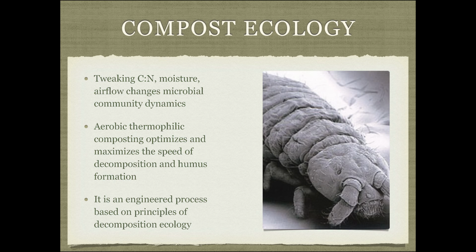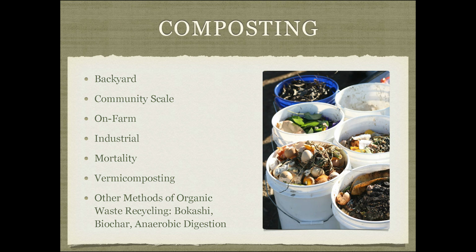So I mentioned that hot composting is an engineered process of decomposition that maximizes the speed of decomposition. There are lots of different scales of composting. I want to mention mortality composting, which is a way to deal with sick or dead animals on a farm. You can basically bury them in a giant static compost pile. And you don't turn it. It has anaerobic pockets that form, but then it finishes in a year or so.